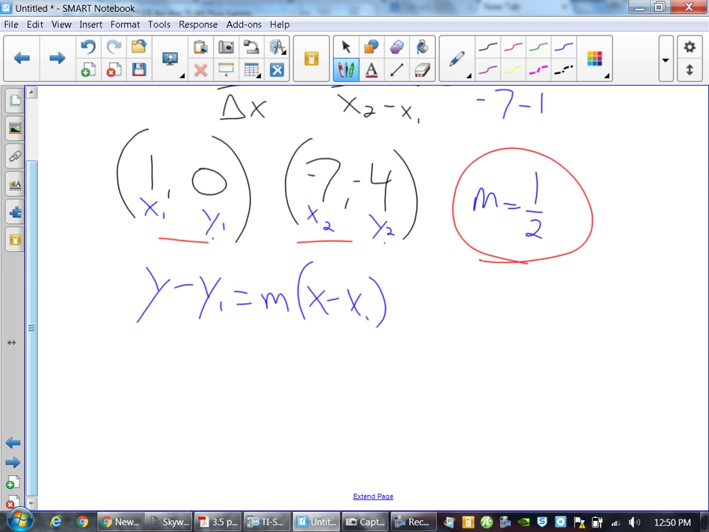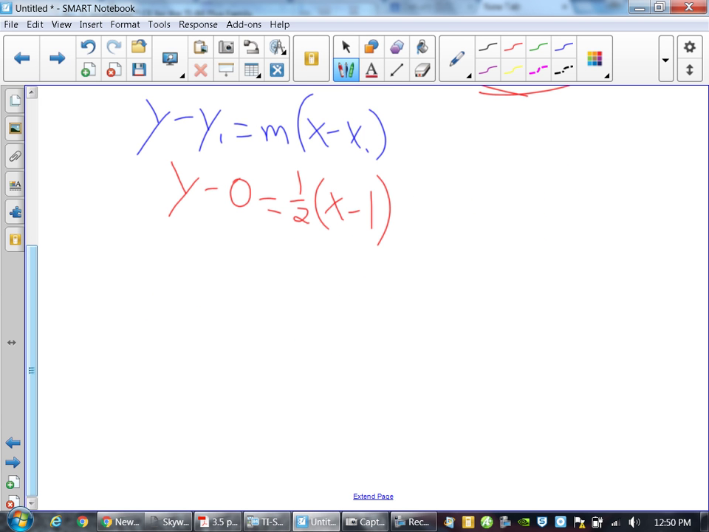Sometimes one set of ordered pairs is easier than the other. Which one do you think might be easier? The one with the 0. The one with the 0. Because adding or subtracting with 0 is pretty easy. And you've got everything labeled right away. Send it to both parts. What's half of -1?